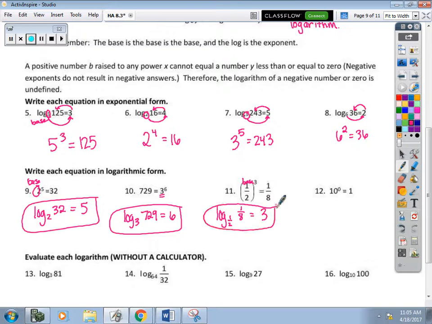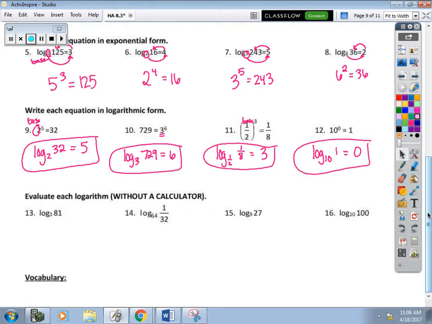And the last one would be what? Log base 10 of 1 equals 0. Just be careful because this is not an exponent, this is a base. And it looks like 10 to the first. But it would be log base 10 of 1 equals 0. And again, check that, 10 to the 0 equals 1.